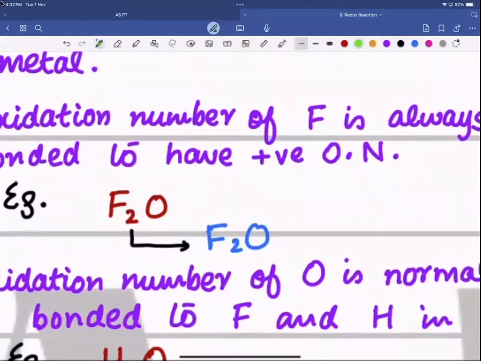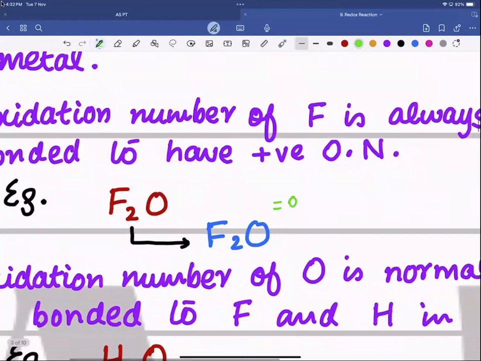The net charge is 0, because we are not observing any charge. As we have discussed, the oxidation number of fluorine in its compounds is always -1. There are 2 fluorines, so that makes it -2. To make the net charge 0, the oxidation number of oxygen is going to be +2. Is this point clear?